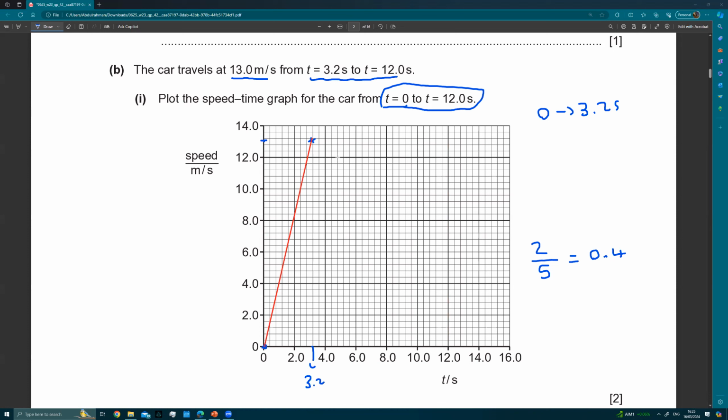That's not good, actually. There you go. So I have to make sure that my line is right in the middle because 13 meters per second is in the middle. Okay, so yeah, this is my sketch. Obviously, you want to sketch with a pencil.